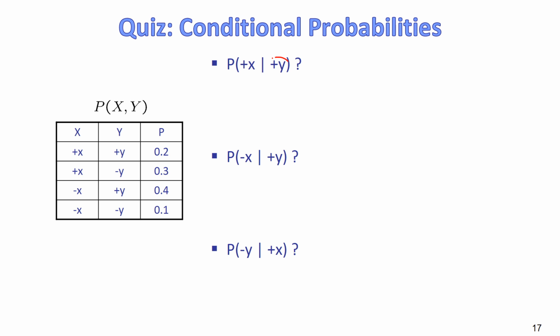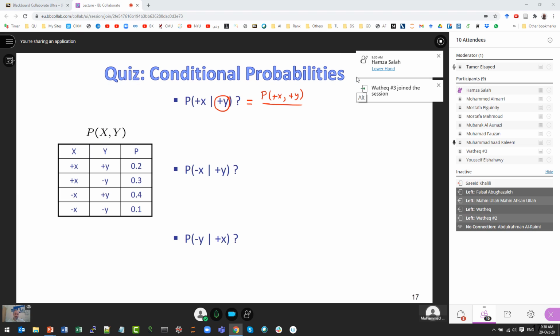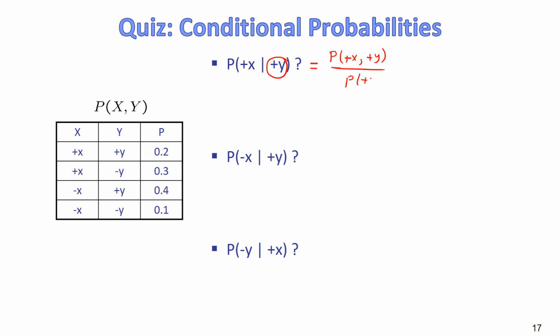Yes, so that's the evidence, right? The evidence is plus y. So what is that probability? Divided by probability of positive y. Very good. What is the numerator here? So plus x plus y is 0.2, that's 1 row.